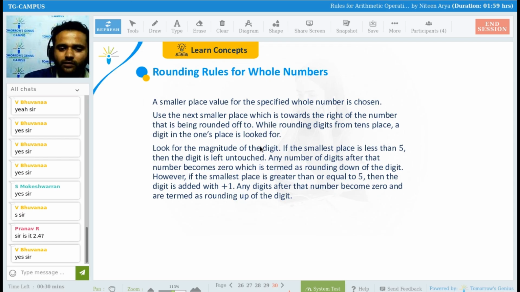Rounding rules for whole numbers. As a smaller place value for the specified whole number is chosen, use the next smaller place which is towards the right of the number that is being rounded off to. While rounding digits from the tens place, the digit in the ones place is looked at. Look for the magnitude of the digit. If the smallest place is less than 5, then the digit is left untouched.